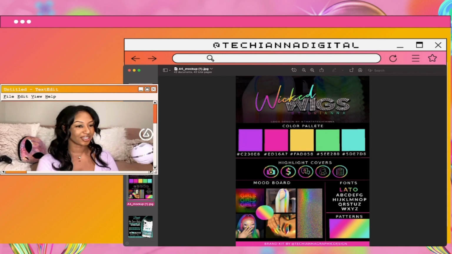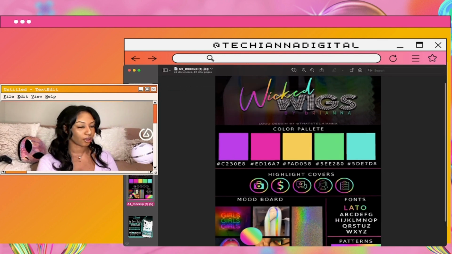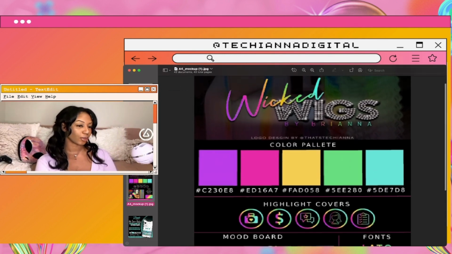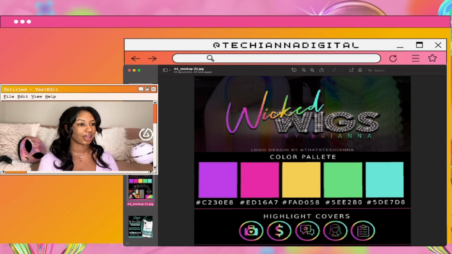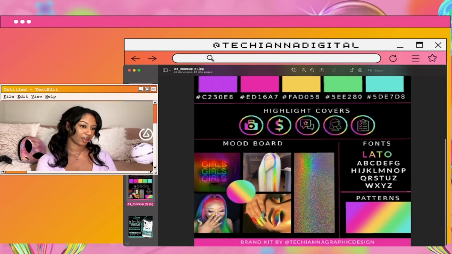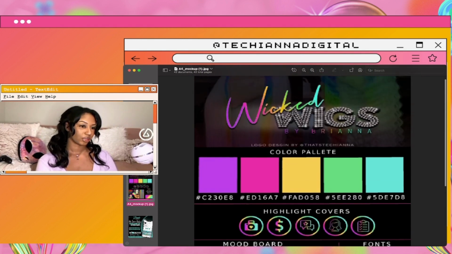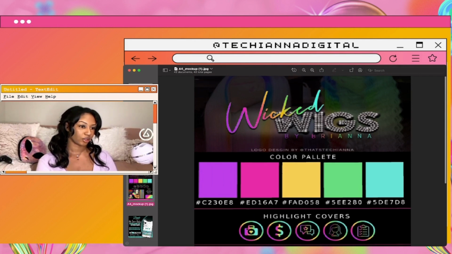Oh, but you could definitely tell my personal style at the time. Well, it's kind of still my style. Like, I like glitter, I like diamonds, I like sparkly things, and it's cute in real life, but not for logos. And just the highlight covers. The mood board is cute though. And then the fonts, I only put Lato font. And yeah, that's literally just for those right there.